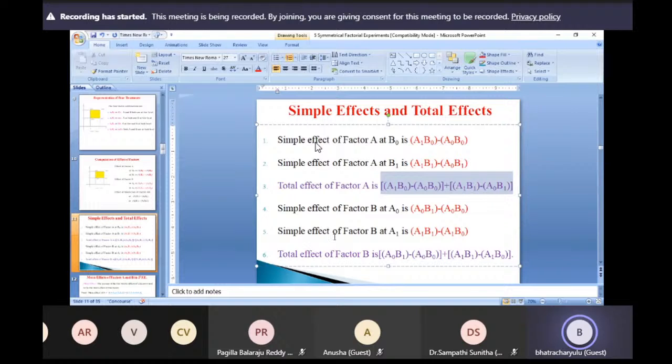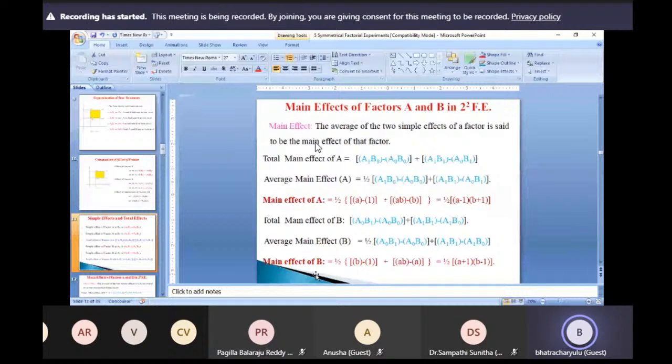Okay. And similarly for factor B that I had taken, this is one simple effect and this is another simple effect. This is also a contrast, and this is also a contrast. And the sum of these two is called a total effect. This is also a contrast because the sum of the coefficients is 0. Now I'm checking whether treatment factors A and factor B are orthogonal contrasts or not. That I'm also explaining.